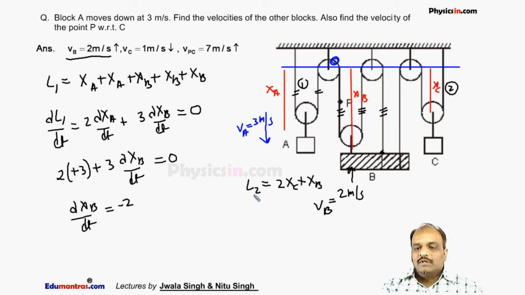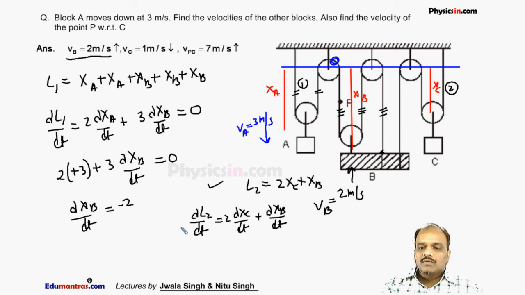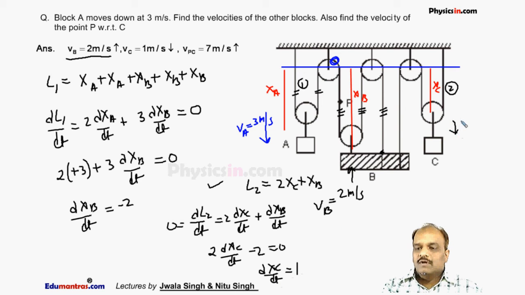In the same way, if I differentiate the length of the second string, we get dL2 by dt equal to 2 times dXC by dt plus dXB by dt, and that is also 0. So from here we get 2 times dXC by dt, which is not known, minus dXB by dt, that is minus 2, equal to 0. So from here we get dXC by dt is equal to 1. So block C is going downward with a speed of 1 meter per second.